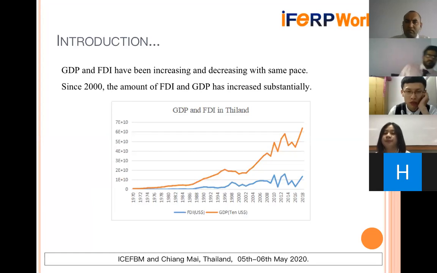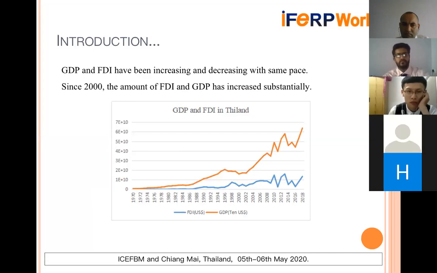From the graph, we can see the GDP and FDI in Thailand. The GDP and FDI have been increasing and decreasing at some pace since the year 2000. The amount of FDI and the GDP has increased substantially.